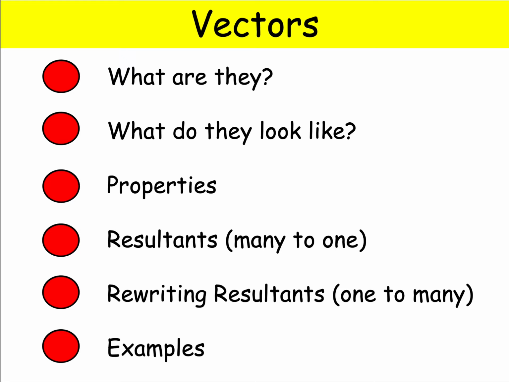Vectors. We will look at what they are, what they look like, their properties, and resultant vectors: many to one, in other words, changing many vectors into one vector, rewriting vectors as their resultants, and one to many. And then we will go through some examples.